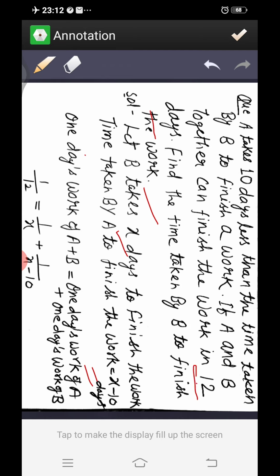Then 1 day's work of A plus B will be 1 upon the time taken to complete the work. One day's work equals 1 upon the time taken to complete the work. Therefore, we get 1 day's work of A plus B as 1 upon 12. A completes the work in x minus 10 days, so 1 day's work of A will be 1 upon x minus 10, and 1 day's work of B will be 1 upon x.